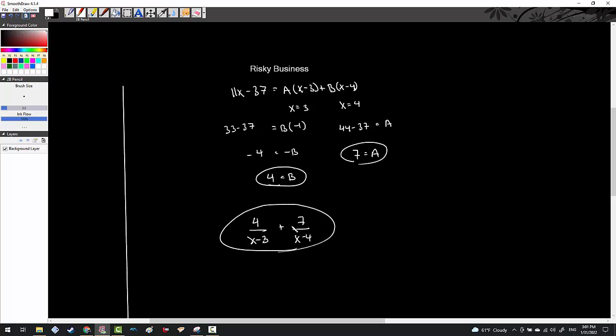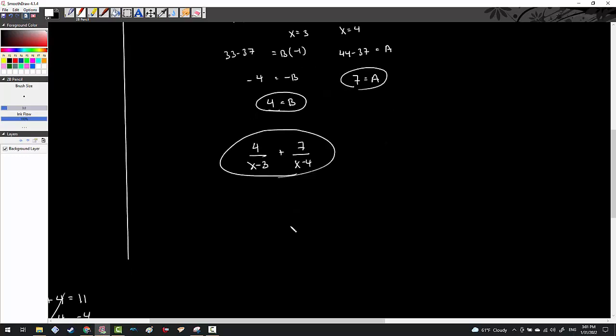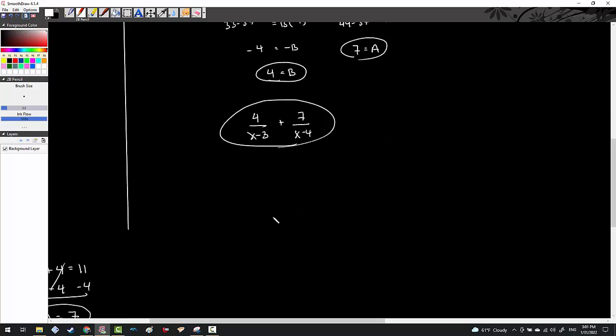Now, if you're wondering, why would we ever want to know this? It's a great question. I can sense you thinking that right away. Well, the reason why partial fractions is important, I'll type this in. Why do we care about partial fractions?